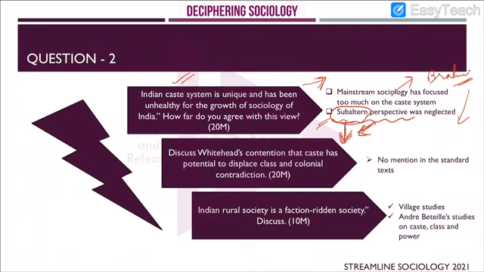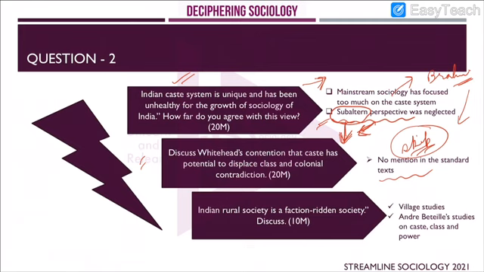The next question on Whitehead, there is no mention in the standard text, although there have been many answers or probable answers, but we would skip this question if it were asked in the exam. Every year there is one question which is like tangential, so this question would come under that category.